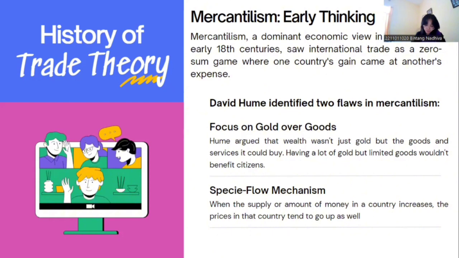The second is the specie flow mechanism. When the supply or amount of money in a country increases, the prices in that country tend to go up as well.